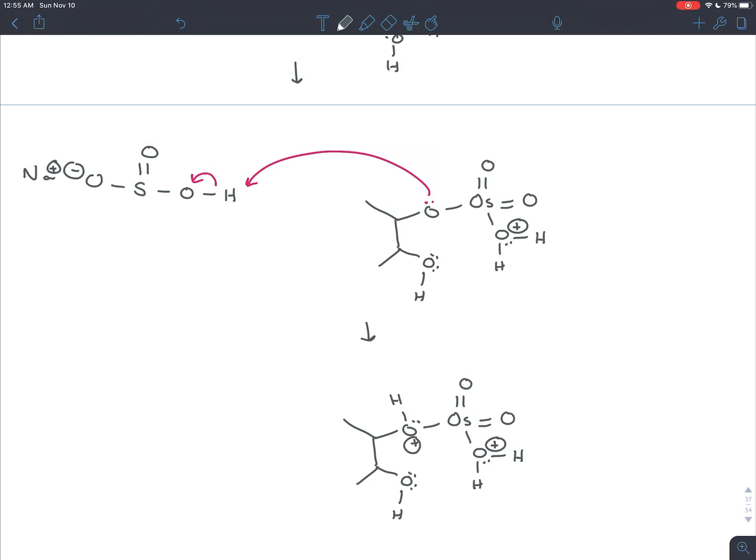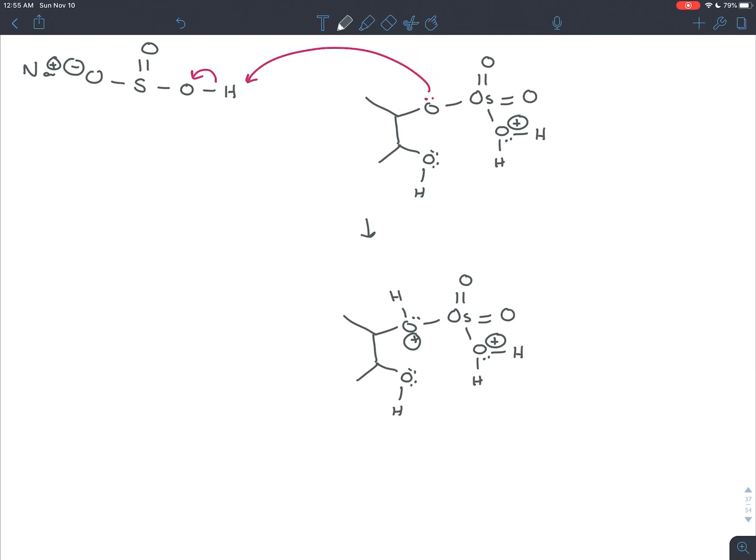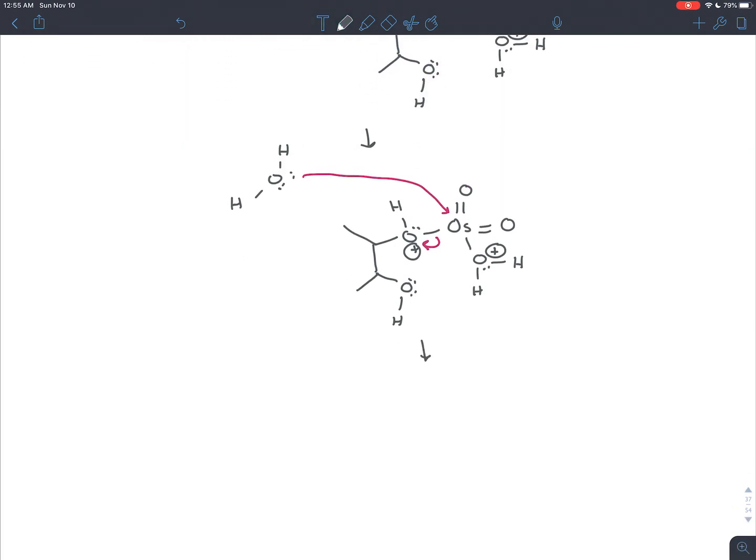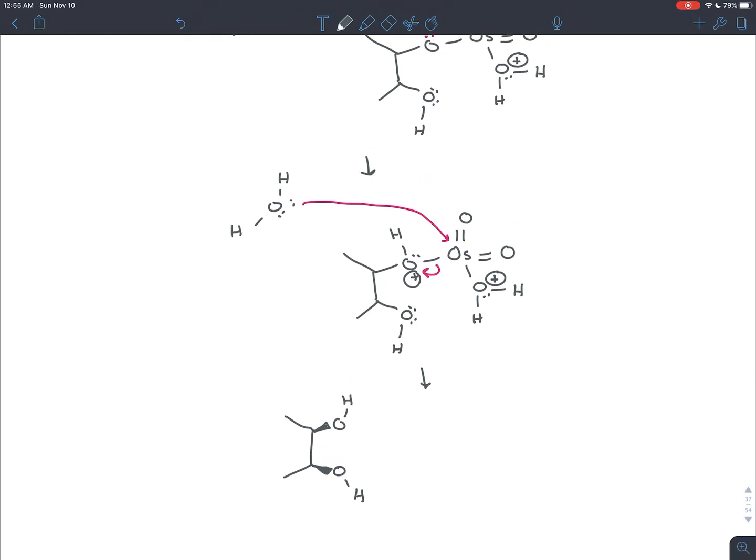Has a full positive charge, and then you just need another water molecule to come in. Slightly negative oxygen attacks the slightly positive osmium and kicks that off. So you end up with your diol. And the two oxygens will be syn, so for example, they'll either both be coming out or both be going away because they added on the same face through the osmium tetroxide.